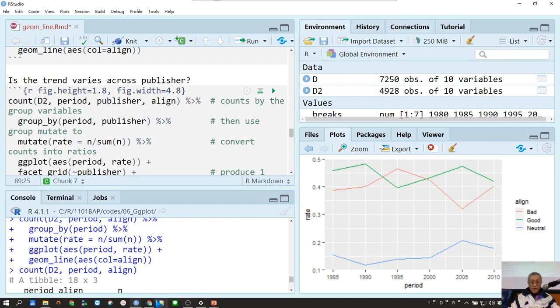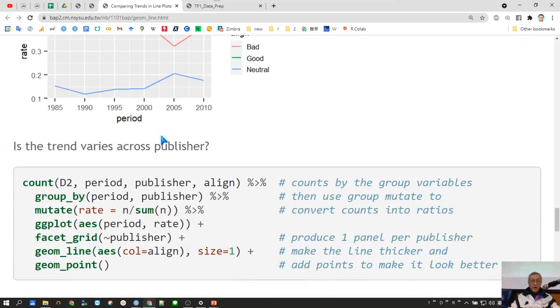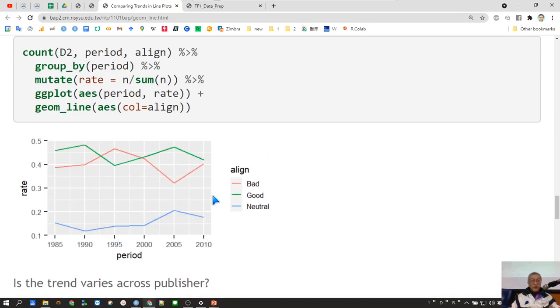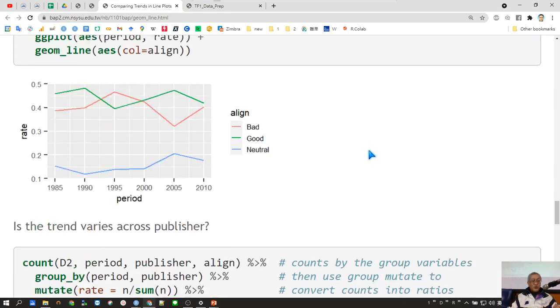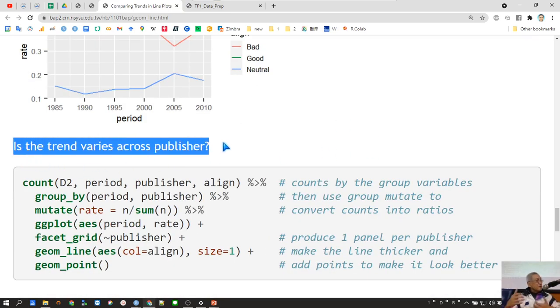Now let's go back to the. We are here already, right? So this is the trend for the entire population, right? I mean DC plus Marvel, right? So the question is: is the trend different between these two populations? So how to answer that? Okay.